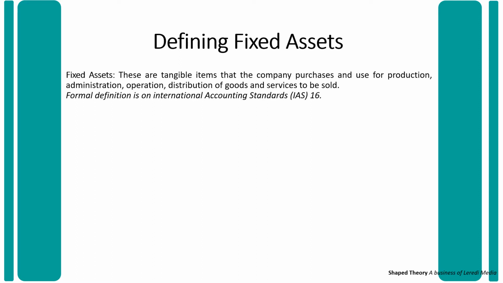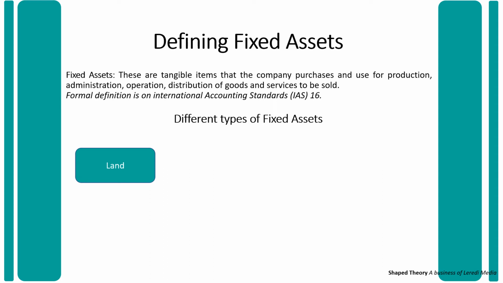For you to be able to understand what are fixed assets, let's look at examples, and we take those examples and we apply them to the definition above and see if they form part of production, administration, operation, or distribution of goods and services to be sold. And remember, these fixed assets have to be used for a period that is more than the next 12 months. Thus, they are classified as non-current assets.